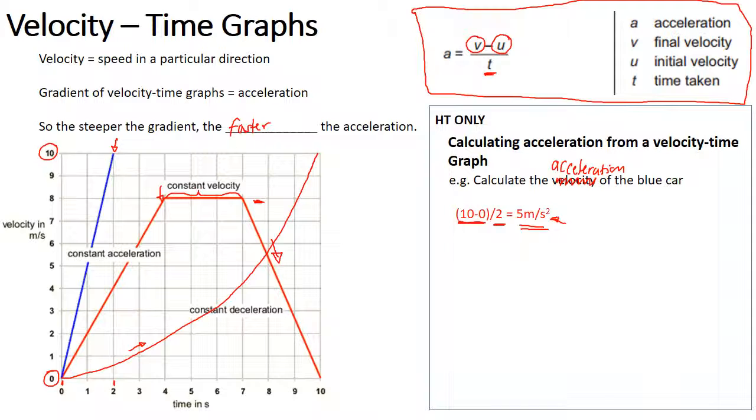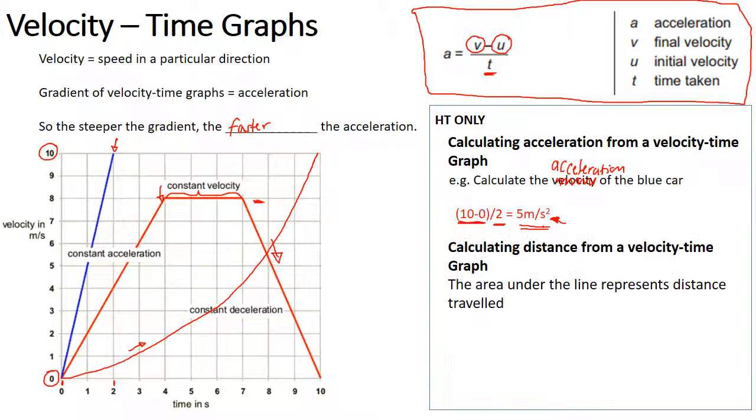Now note the units. Acceleration is always in meters per second squared, unless you've got other units for your distance and for your time. But remember to square the time unit, because you've got a distance per a time in a given time, which is why you've got the squared to it.